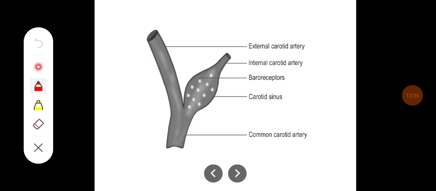So these are the locations of the baroreceptors. They are present at the bifurcation of the internal carotid artery in a dilated part. So you can see this is the carotid artery and this is the carotid sinus.